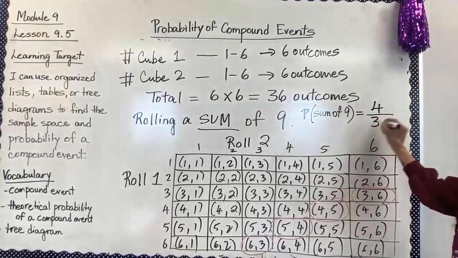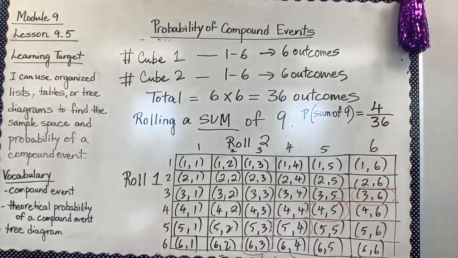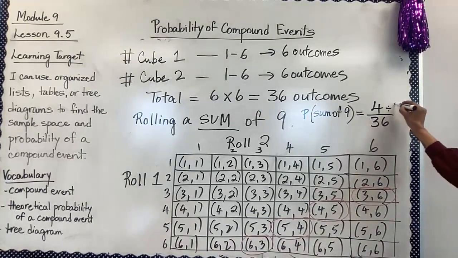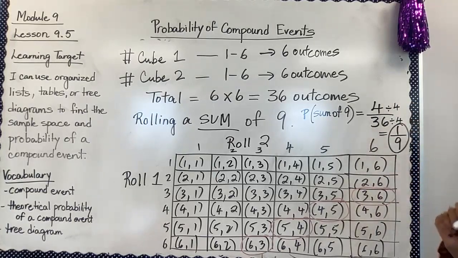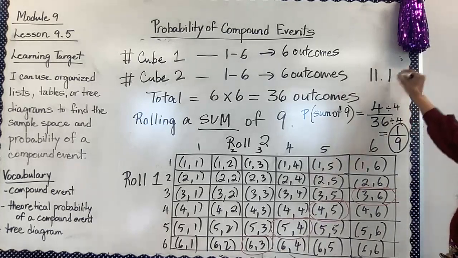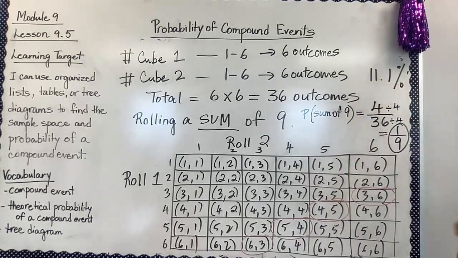So 4 over 36 is my ratio, and then I'm going to simplify that. If I divide by 4 and I divide by 4, I get 1/9 is my ratio. 1 to 9 is my ratio. And if I change this to a percent, it will be about 11.1%. 11.1%. All right.